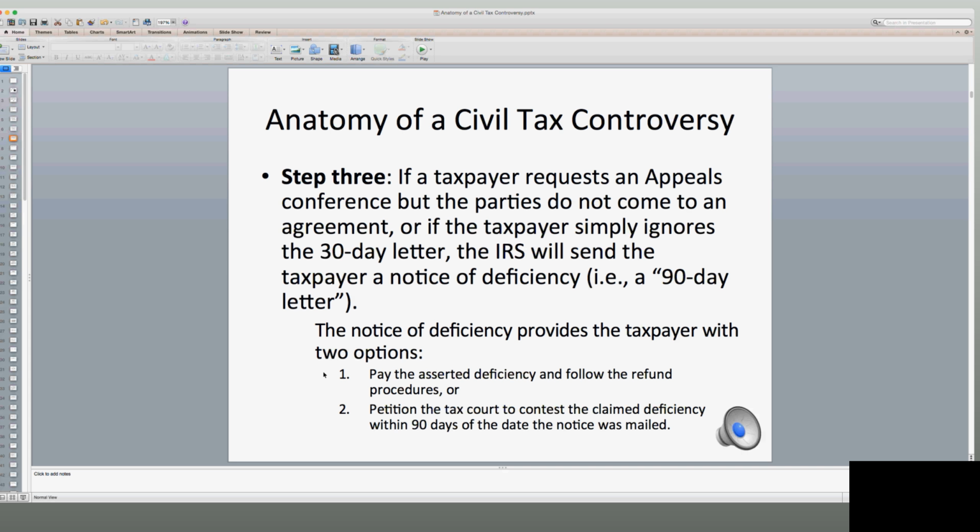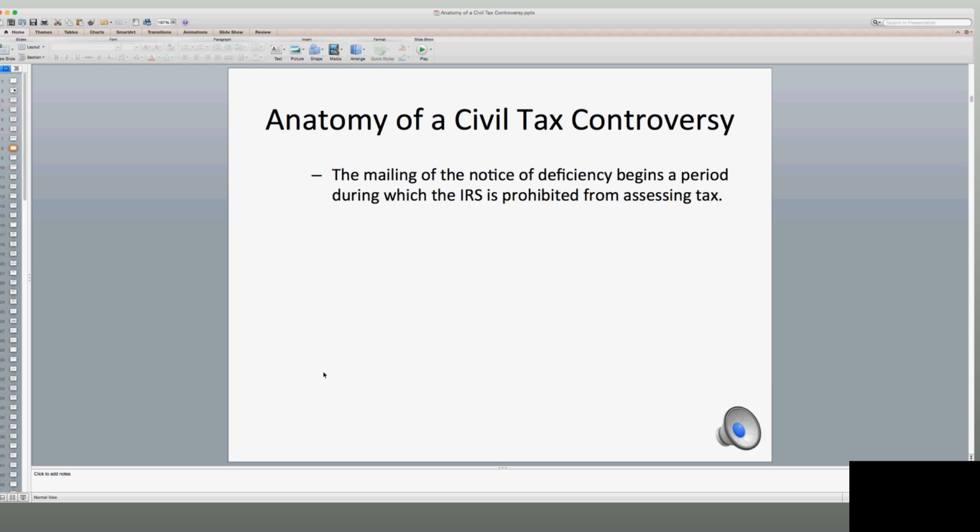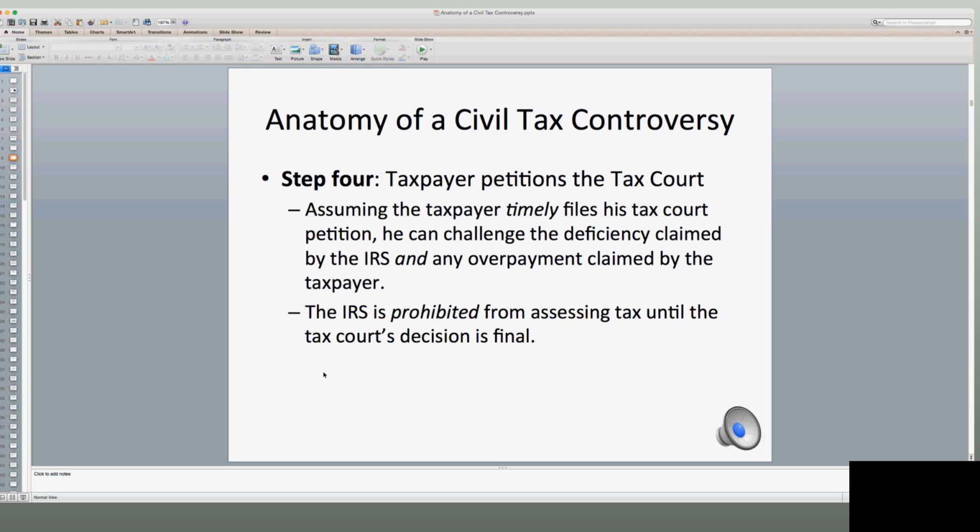These are hard and fast deadlines that I'm giving you. When we talk about the 30 days the taxpayer has to file a protest to appeals after receiving the RAR, and when I talked to you about the 90-day deadline the taxpayer has to file the petition with tax court, again, these are hard and fast deadlines. If they're missed, there is no recourse. The mailing of the notice begins a period during which the IRS is prohibited from assessing tax.